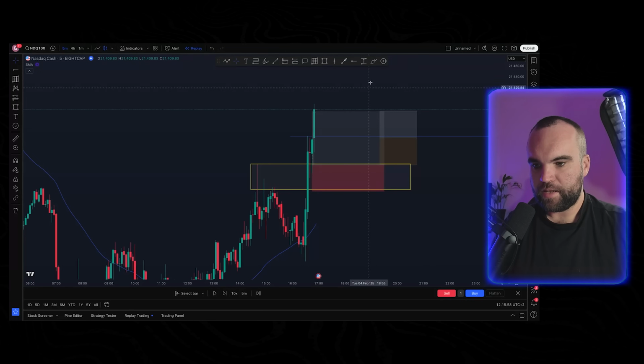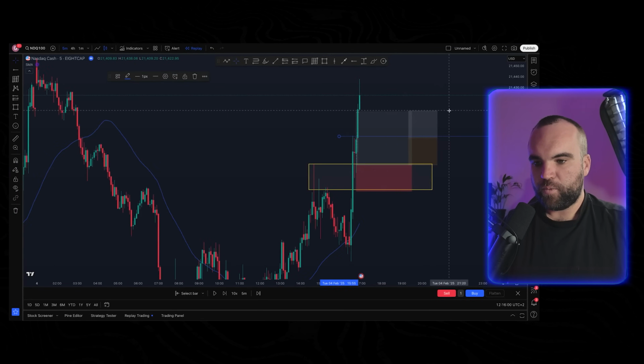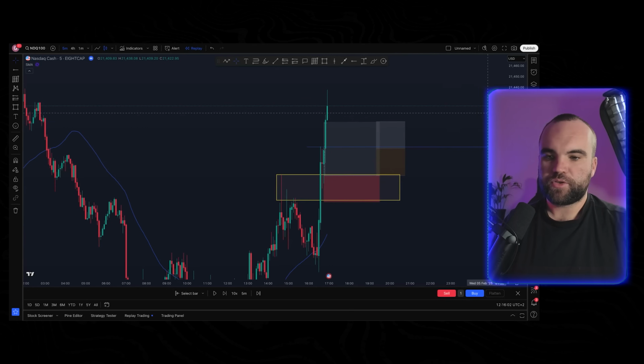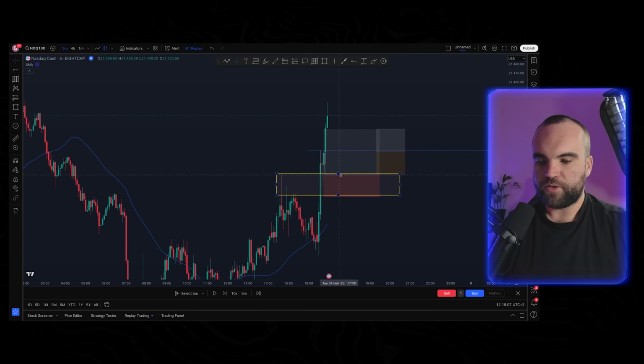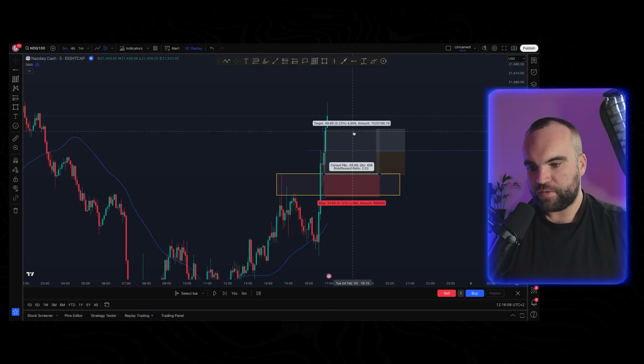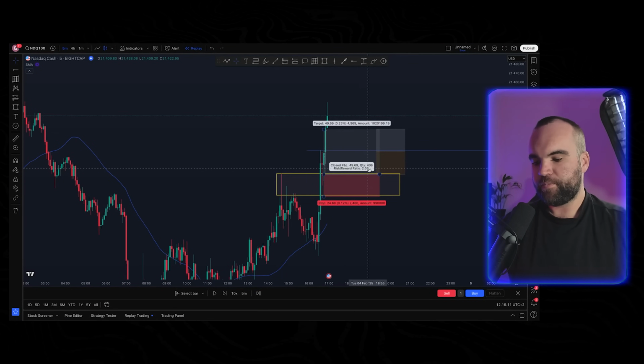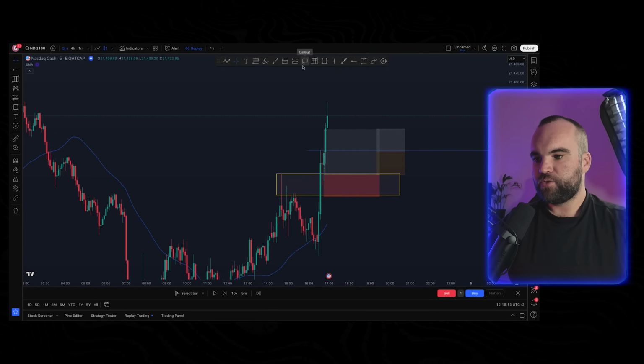Okay, and there you go. We take a win, and that is a 1 to 2 risk reward ratio. So if you risked $100 here, you would have gained $200 here. If you risked $1,000 here, you would have gained $2,000 here. So let's hop on to the next day.